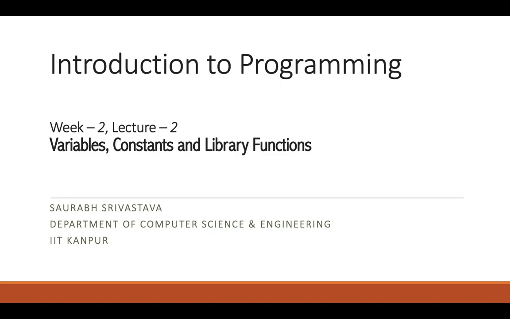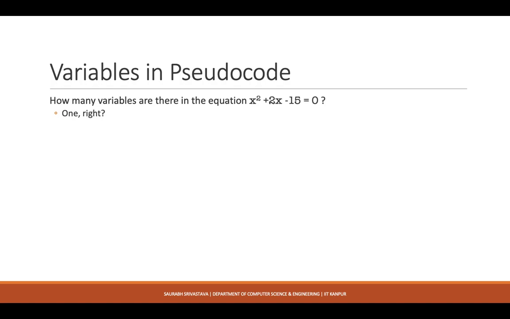So this is a rather short lecture which is just continuing from where we left in lecture 1 for week 2. This is just going to discuss a little bit more about the pseudocode that we saw. So the first thing that you have to understand is there is a concept of variables and constants, right? Just like you probably would have studied in mathematics, variables and constants. There are variables and constants in pseudocode as well.